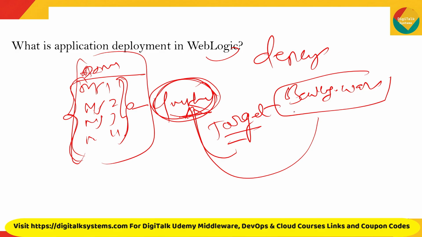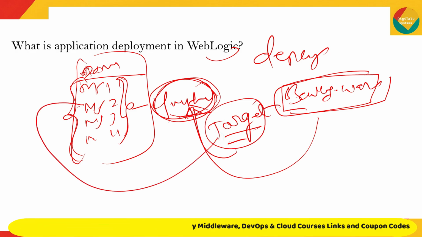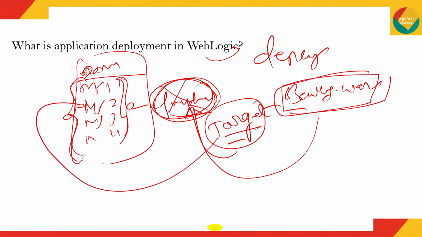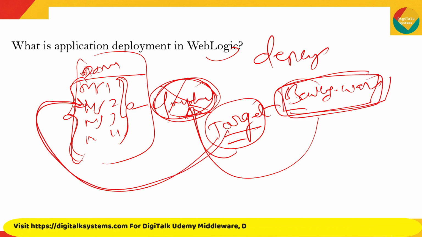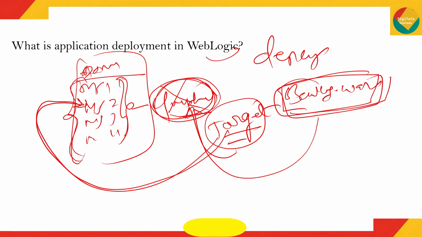So when you select the target as cluster, it will automatically deploy to each and every server. And for any reason, if you want to deploy an application to a particular managed server, then in target you can select that particular managed server instead of the cluster. So that application will be deployed to the specific managed server, right? So the definition is very straightforward.